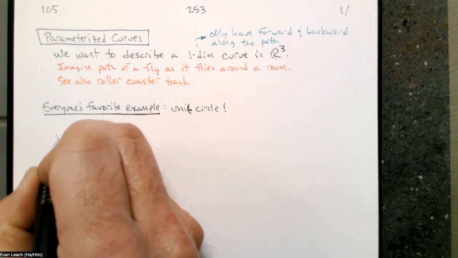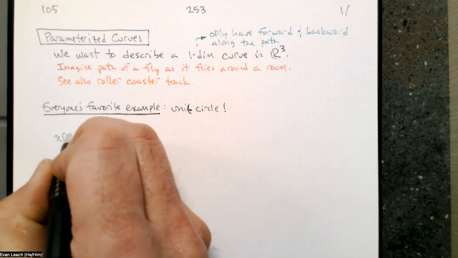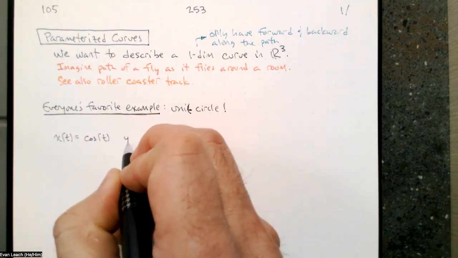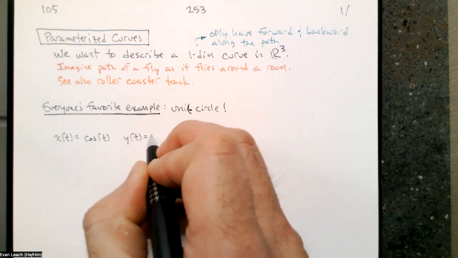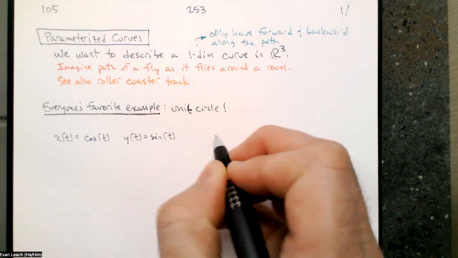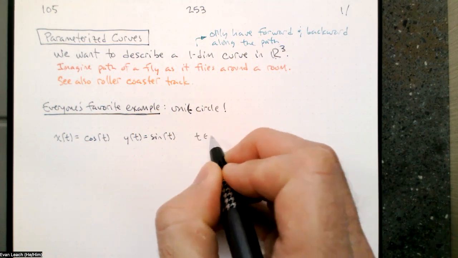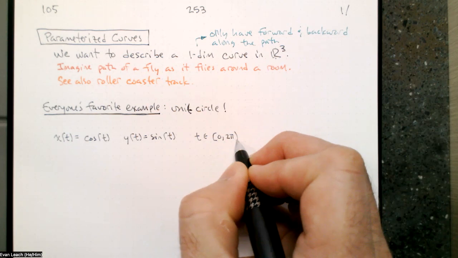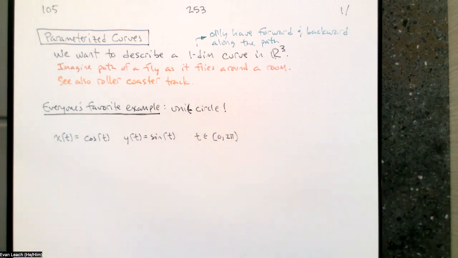So we say x of t is cosine of t, y of t is sine of t, and we'll make t go from 0 to 2 pi. We'll leave an open interval on the 2 pi so we don't double up our points.